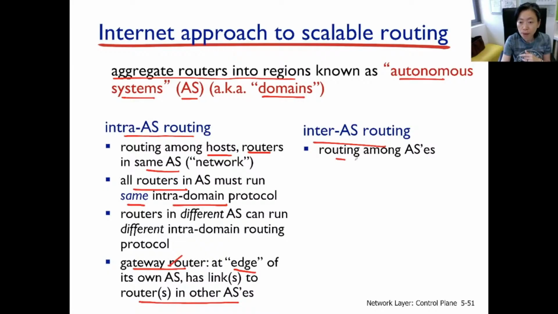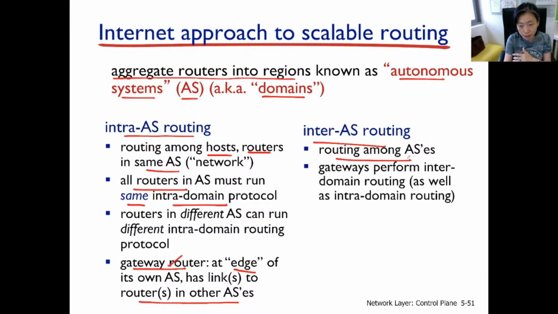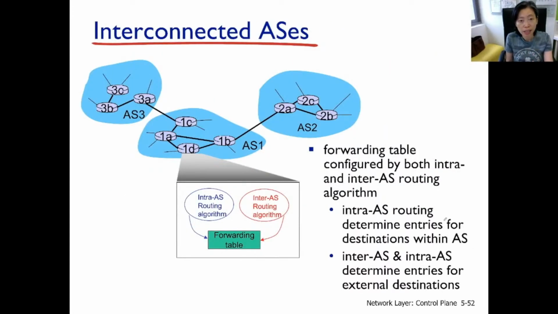So this is the routing working among the ASs, and the gateway routers will be doing the inter-AS routing computation. On the slide here, you see an example of ASs and how ASs interconnect. We have 3 ASs, 1 here, 2 here, and 3 here. You see individual routers interconnected within one AS. There are 3 here for AS2 and 3 more here for AS3.